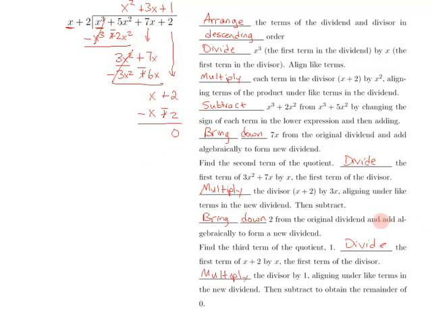So again, the steps are basically this right here, and you just start over after you've done that. You arrange, you divide, multiply, subtract, and bring down. Then you divide, you multiply, you subtract, and you bring down. All the way through. You go through that till you get all the way down to a number that is the remainder.